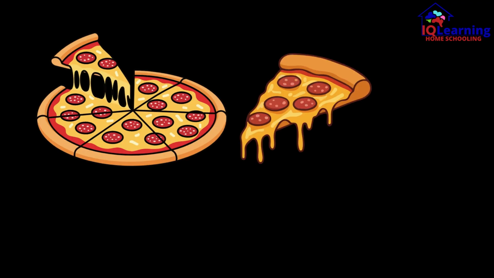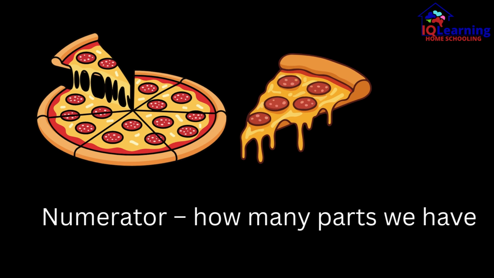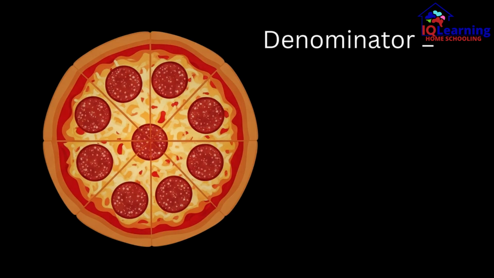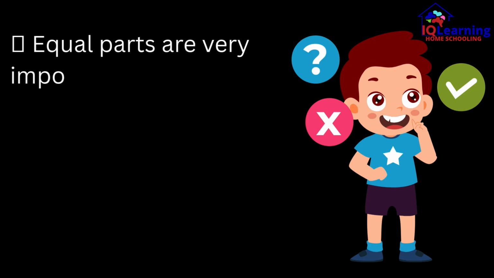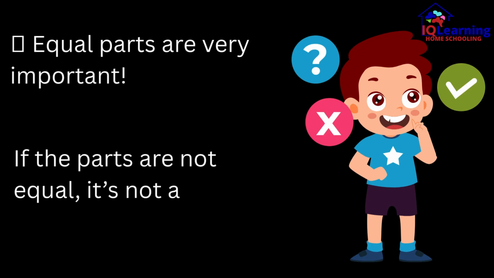Every fraction has a numerator, which is how many parts we have, and a denominator, which is how many equal parts in total. Remember, equal parts are very important. If the parts are not equal, it's not a proper fraction.